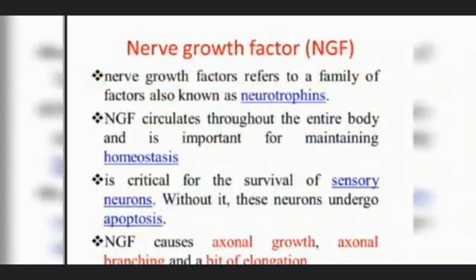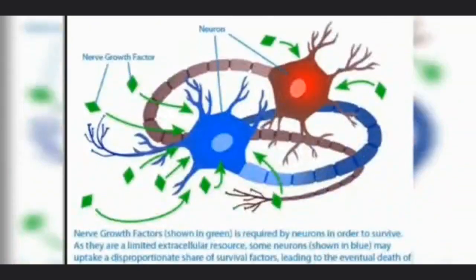We'll go now to the growth factor family, the neurotrophins. They circulate throughout the entire body, are important for maintaining homeostasis, and are critical for survival of sensory neurons. Without them, these neurons undergo apoptosis, and they cause axonal growth, axonal branching and elongation of the axons. Look at this picture carefully and see that the growth factors shown in green are required for the neurons to survive, as they are limited extracellular resources. Some neurons shown in blue may take up a disproportionate share of survival factors, leading to the eventual death of the neighboring neuron shown in red.